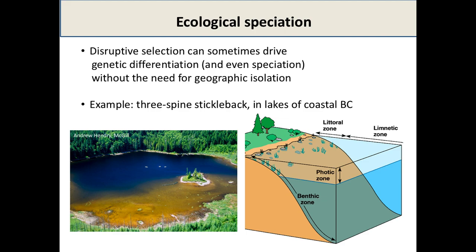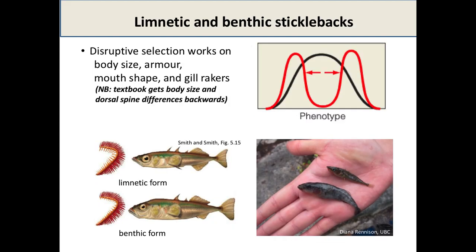But some of the strongest evidence comes from some work that we've done in BC looking at sticklebacks. Three-spined sticklebacks are these little fish here. They're a wonderful model species to study evolution. They're small, they're plentiful, they work well in experiments, and they also have some key measurable traits.